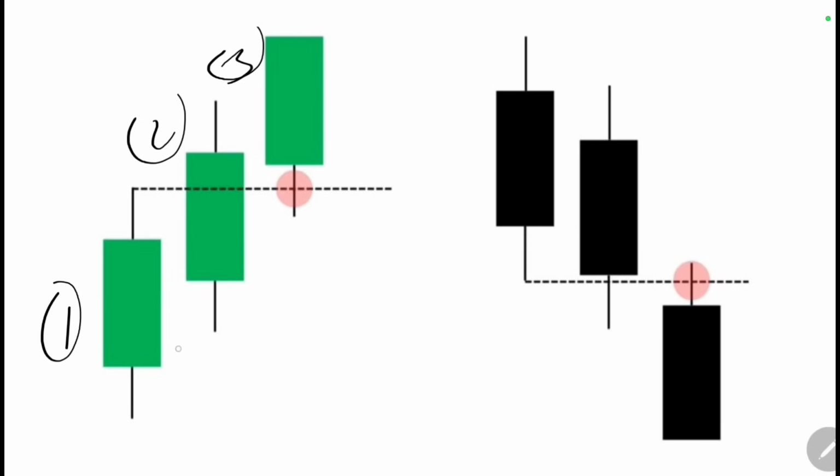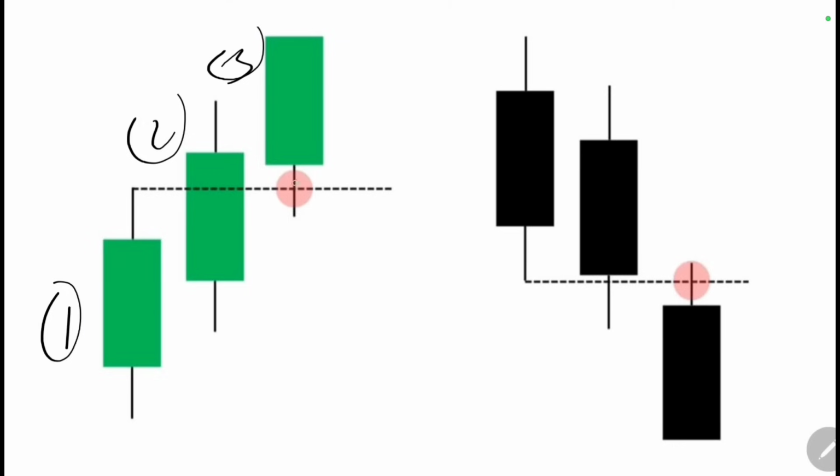If your first candle is bullish, your second candle is bullish. Now your third candle, just mark the high on a bullish scenario. Once you mark the high, you are waiting for your third candle to begin at this particular point. You can see where we shaded.